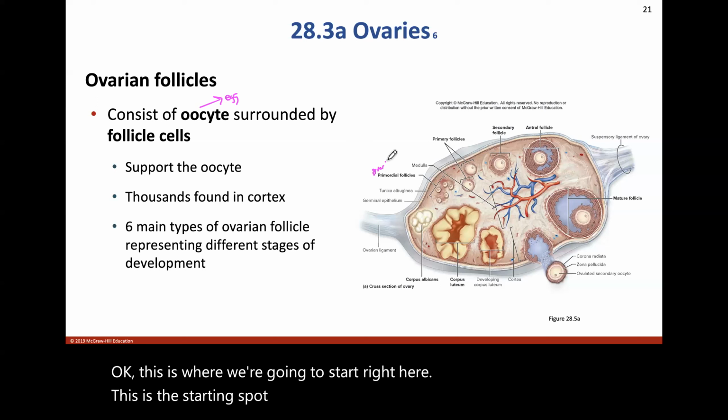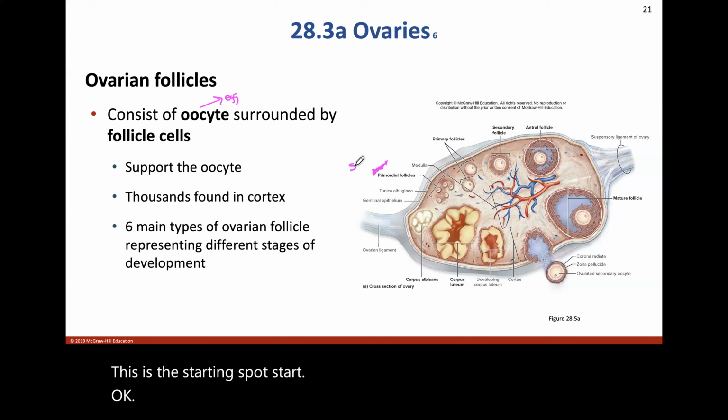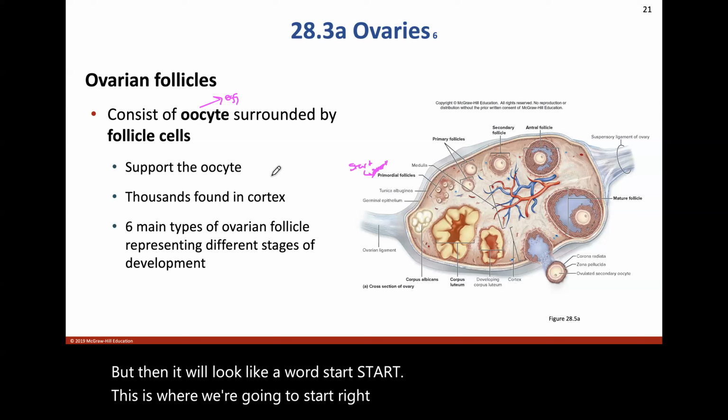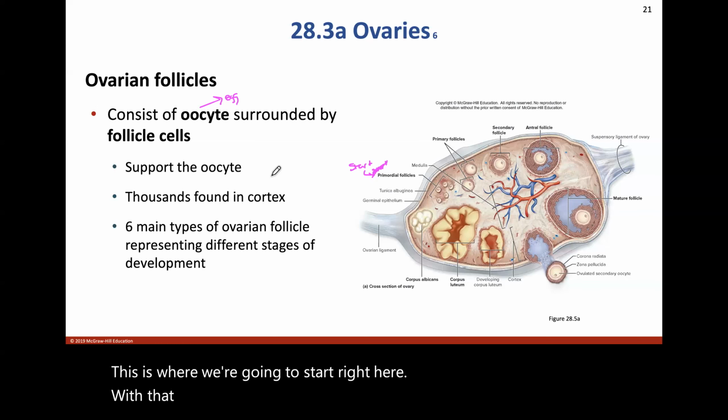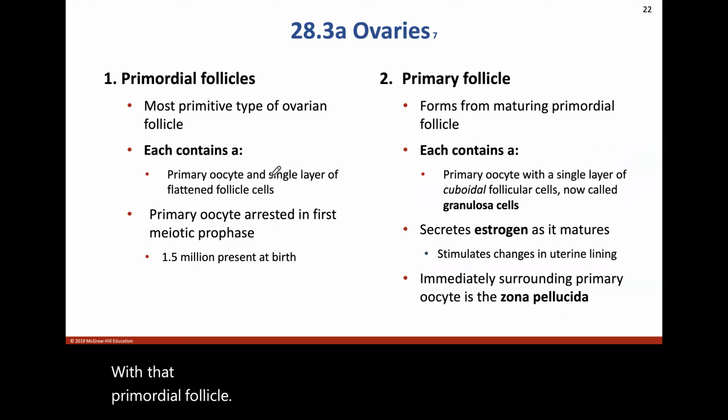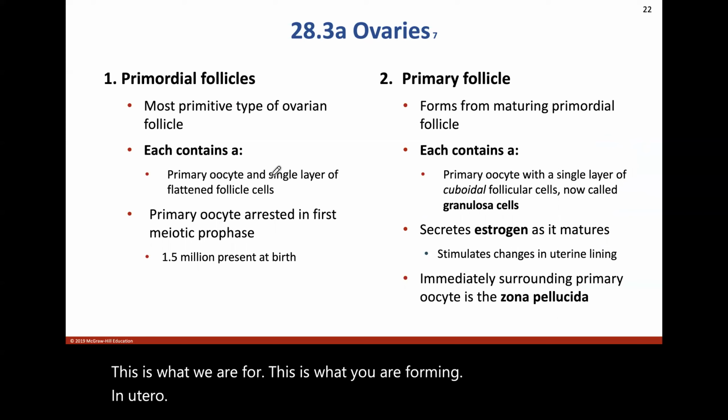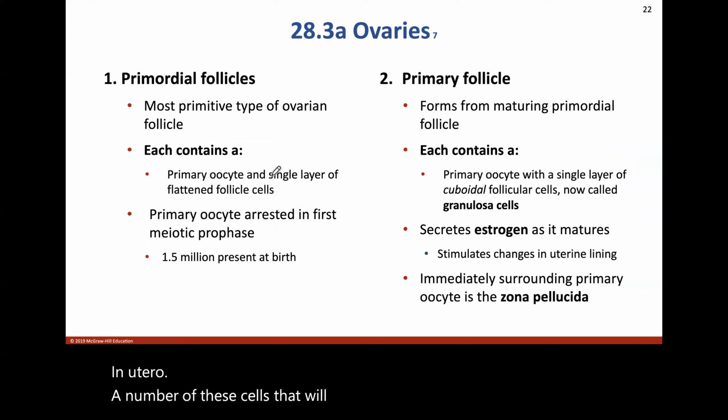Start. S-T-A-R-T. This is where we're going to start right here, with that primordial follicle. This is the beginning. This is what we are for. This is what you are forming in utero. A number of these cells will differentiate into an egg, differentiate into an oocyte.